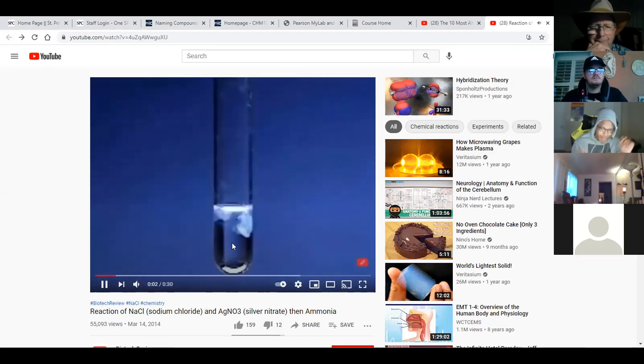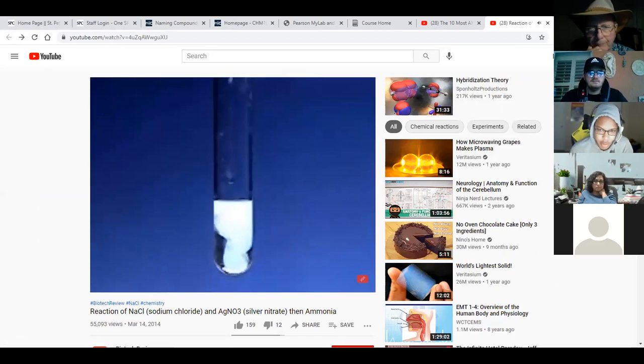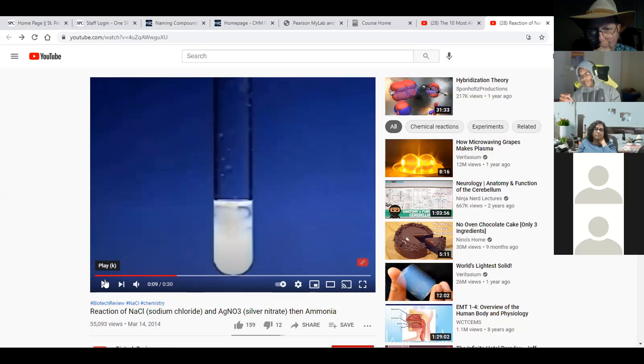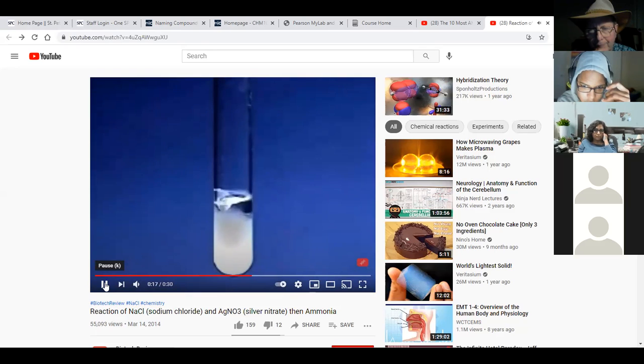Silver nitrate added to a sodium chloride solution, forming a precipitate of silver chloride. Okay, that's all I wanted to show you. The other part is that they're adding more chemicals and dissolving it back up again. But that's the cool part. You want to see the cool part? If you add ammonia to this, it will redissolve everything. As ammonia is added, the silver chloride dissolves. And actually what it also does is it makes a blue solution that you can't see because of the blue background.